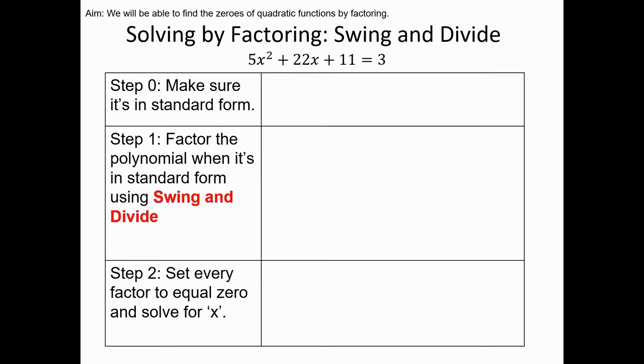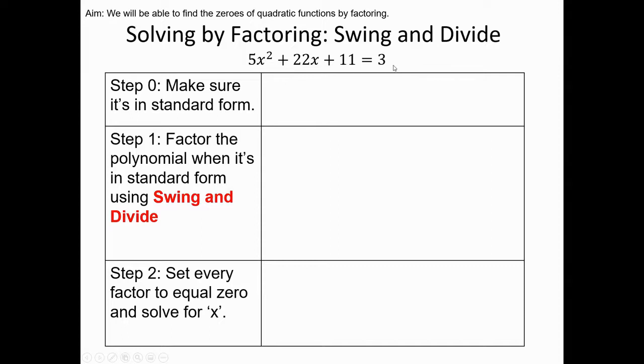Now, once again, this is going to be another optional way to factor. If you do not like it and you like the other methods we've talked about, stick with them. This one could just be a bit easier for some people, so I wanted to give you a chance to learn that. So we have 5x squared plus 22x plus 11 equals 3.